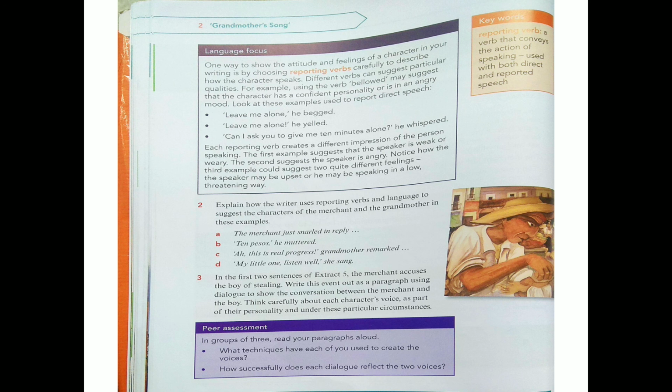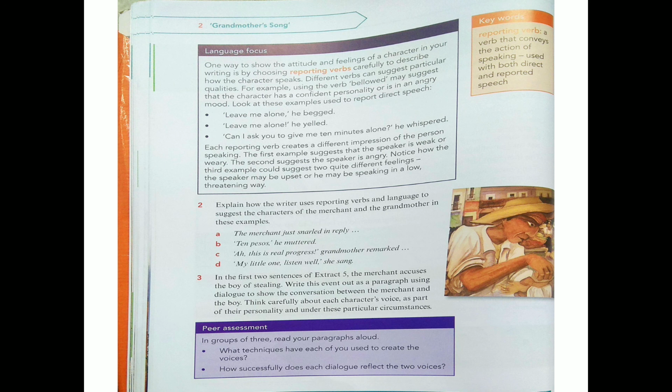Notice how the third example could suggest two different feelings. The speaker may be upset, or he may be speaking in a low, threatening voice. "Can I ask you to give me 10 minutes alone?" he whispered. Or it could be in a threatening way also. "Can I ask you to give me 10 minutes alone?" he whispered. So that means it would be in a threatening way, and that the person who's being spoken to has to come right then. Okay?